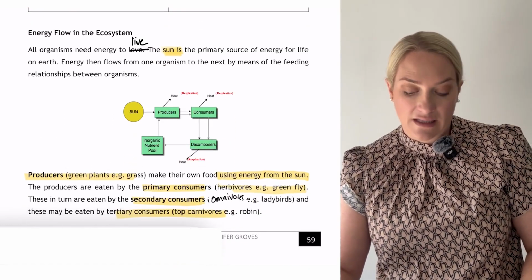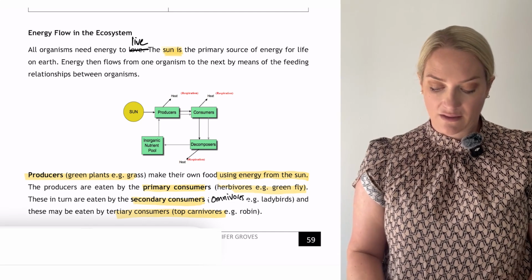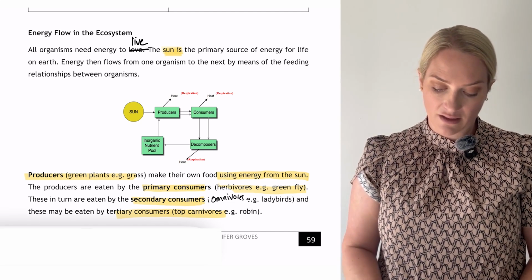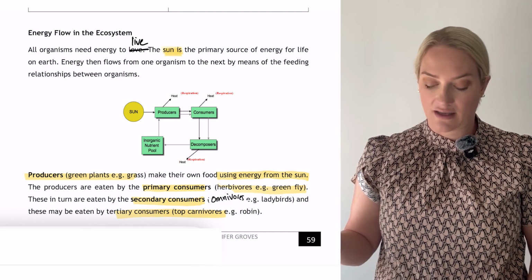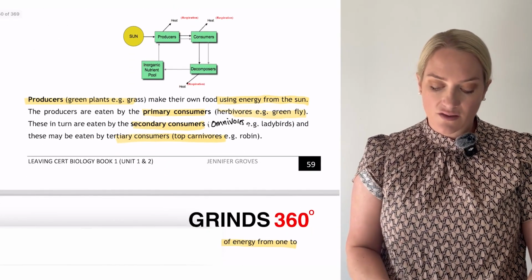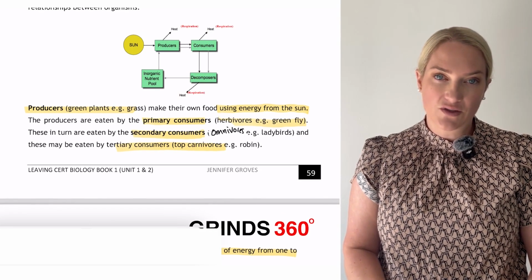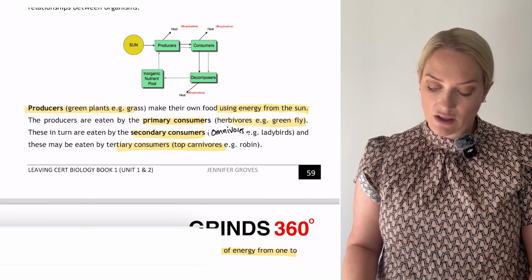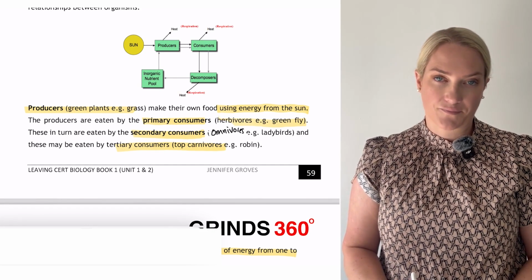So all organisms need energy to live, so typo there if you have the notes. So the sun is the primary source of energy on Earth. So energy flows from one organism to the next. So that would be done on a food chain. So we have here producers. Producers are green plants, so they make their own food, autotrophs. So they make their own food using energy from the sun.